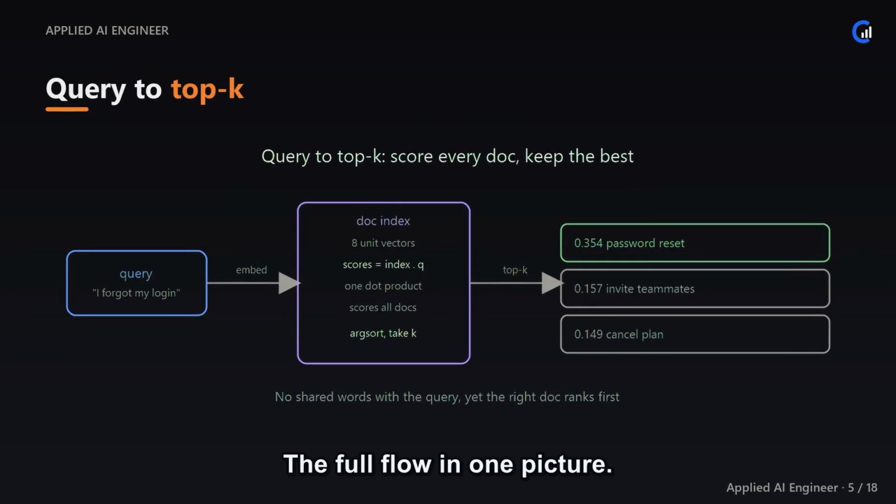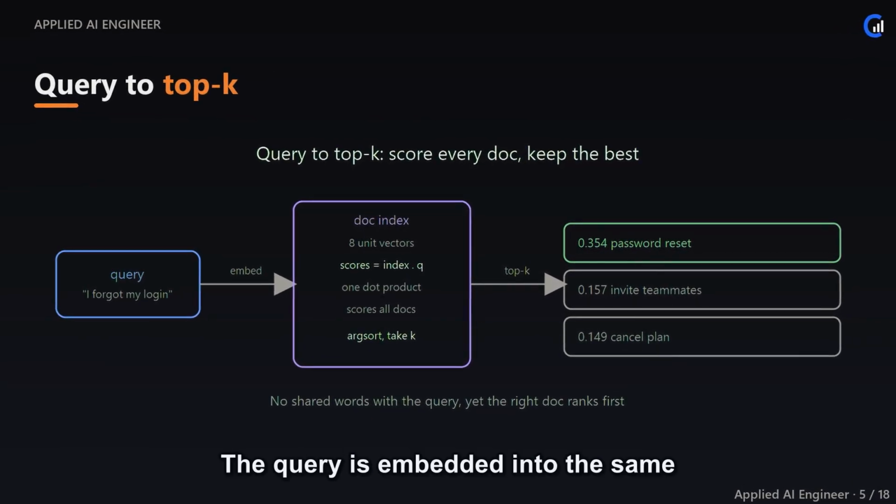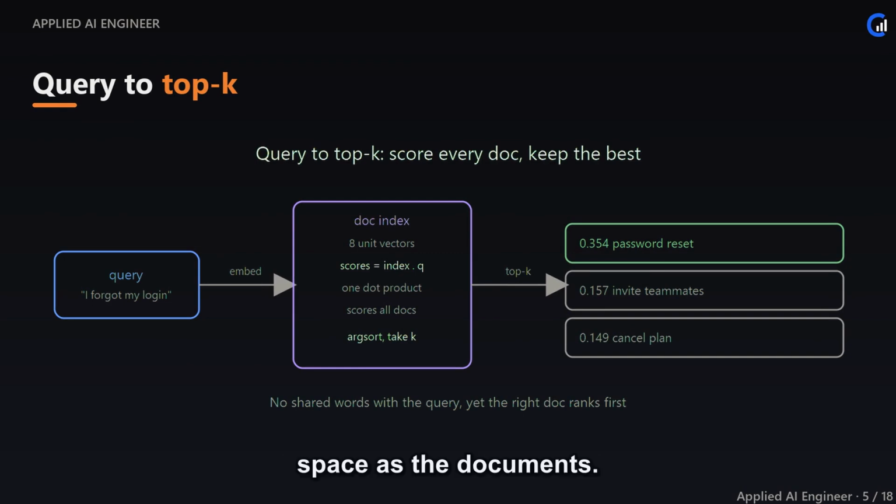The full flow in one picture. The query is embedded into the same space as the documents. One dot product against the index scores every document at once. We sort, keep the top k, and return them with their scores. Notice again the headline result on the right. The password reset doc shares no words with I forgot my login, yet it ranks first. Keyword search could never do that, which is exactly the comparison we make next.